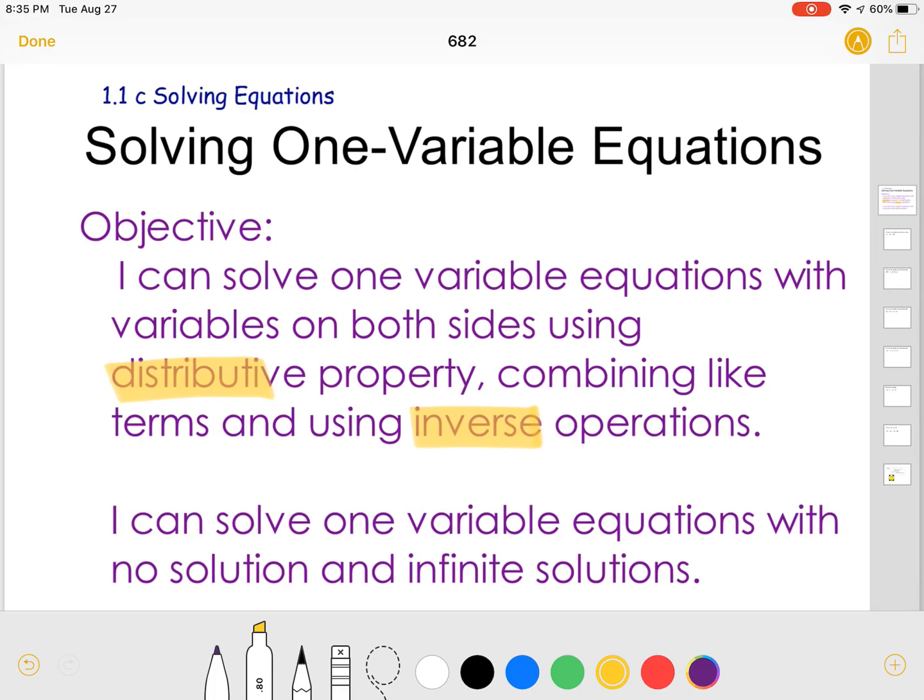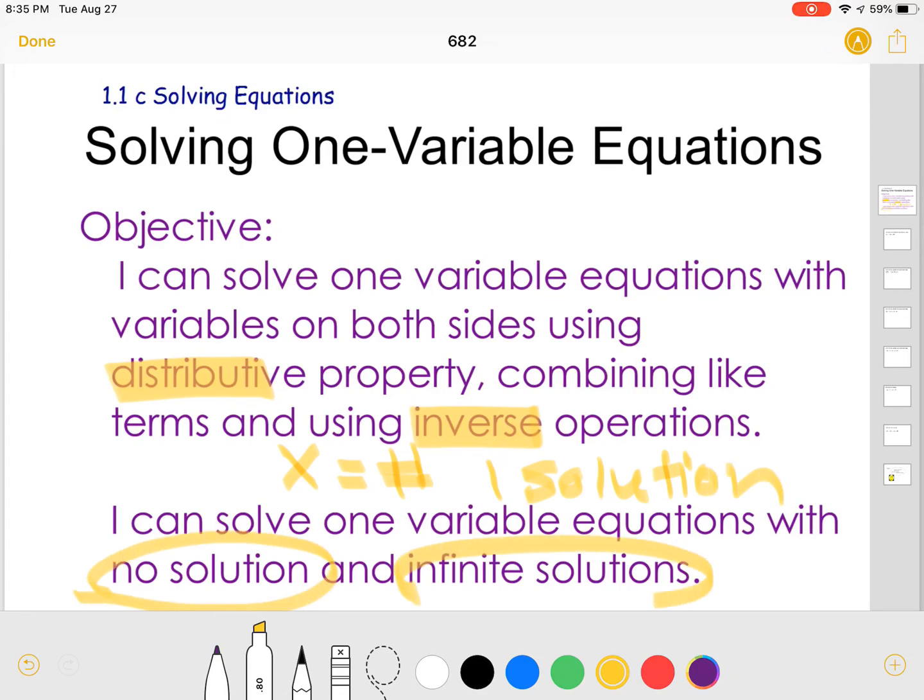So far we've been ending up with x equals some number. So that is considered one solution. We're going to talk about cases where we could get no solution, or we could get an infinite number of solutions. So let's take a look.